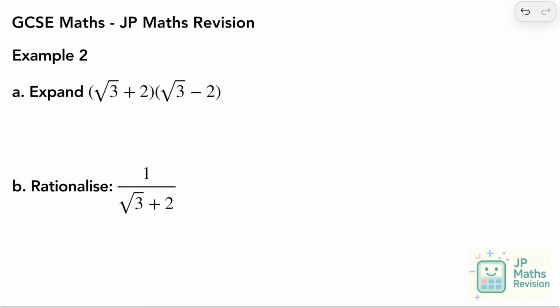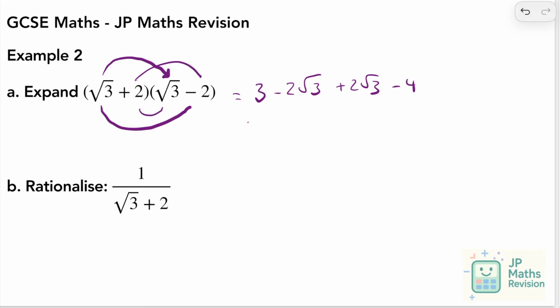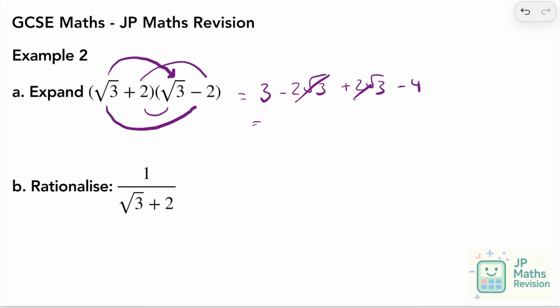So here's another example. Firstly, for this example, I'm going to expand root 3 plus 2 and root 3 minus 2. And there's a reason why I'm doing this one in particular. If I do root 3 times root 3, again we end up with 3, because root 3 times root 3 is root 9, and the square root of 9 is 3, so we're back to where we started. Root 3 times minus 2 is minus 2 root 3. 2 times root 3 is plus 2 root 3, and 2 times minus 2 is minus 4. So minus 2 root 3 plus 2 root 3 is 0, and I end up with minus 1.